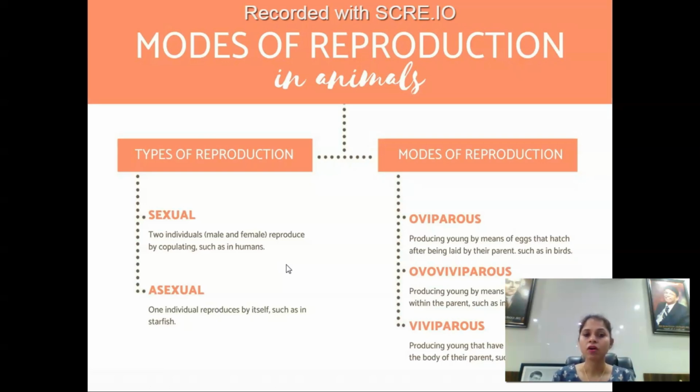So before it was oviparous, that is, they lay their eggs. They still exist, but they need to take care of their eggs till they hatch out. There are ovoviviparous, that is, young by means of egg, they hatch within the parents, such as in rays, and viviparous. So they are producing young that have developed inside the body of the parents, such as in human beings. Okay. Then there is the type of reproduction that was sexual and asexual. So we belong to the category where the whole process is there.